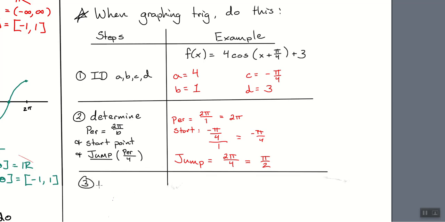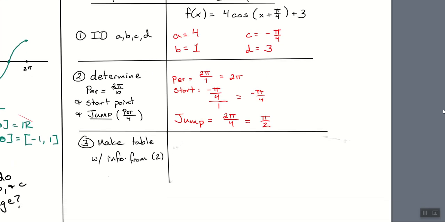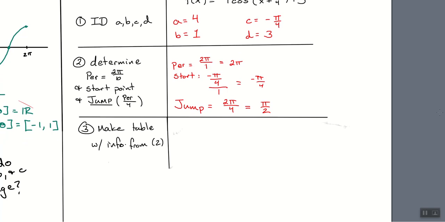Okay. Finally, and there's really probably 2 steps, but I could make it 1. 3, make table with info from our second step. So I'll just say from 2. Now, this part is easy to do, but it takes practice. Right off the bat, what did we just decide the very first value that I'm going to put in my function is? My start, if you will.